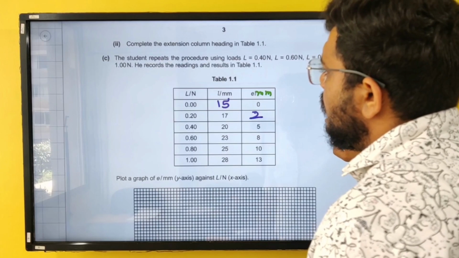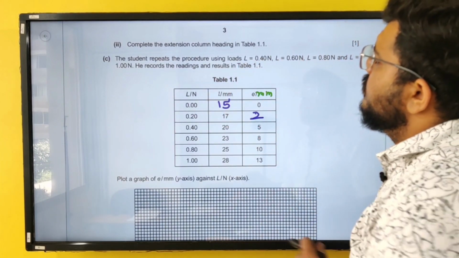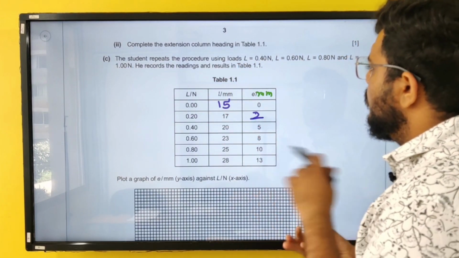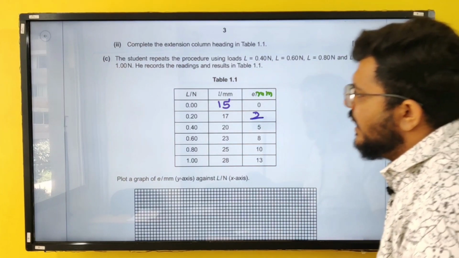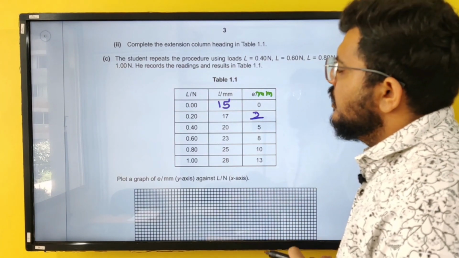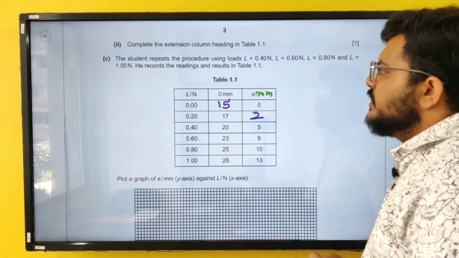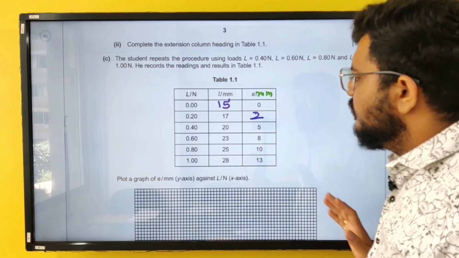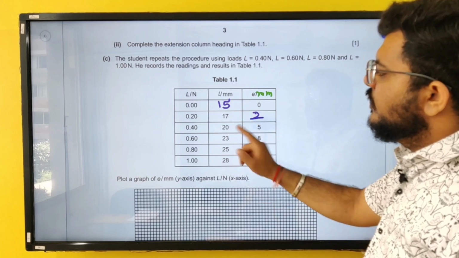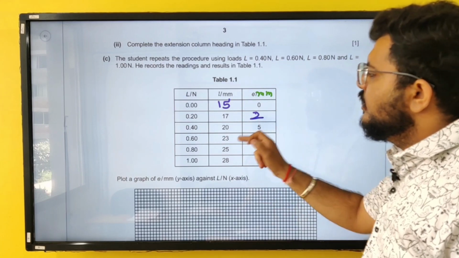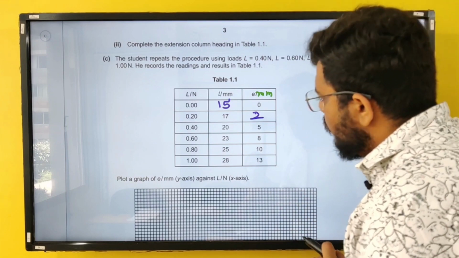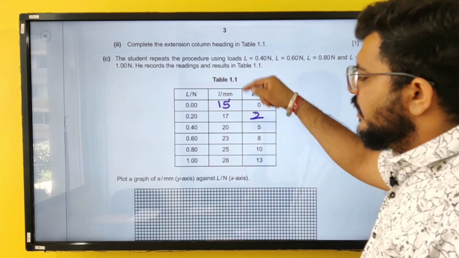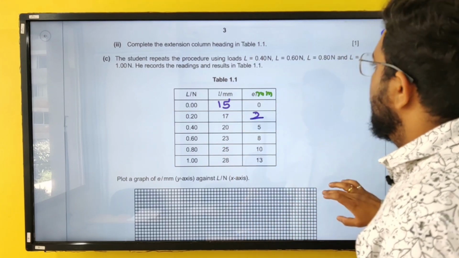Now the student repeats the procedure using loads 0.40 Newton, 0.60 Newton, 0.80 Newton and 1 Newton. He records the readings and results in table 1.1 as shown. So 5 is 20 minus 15, 8 is 23 minus 15, and so on. He has found the extension and the load, and the length of the spring is given.